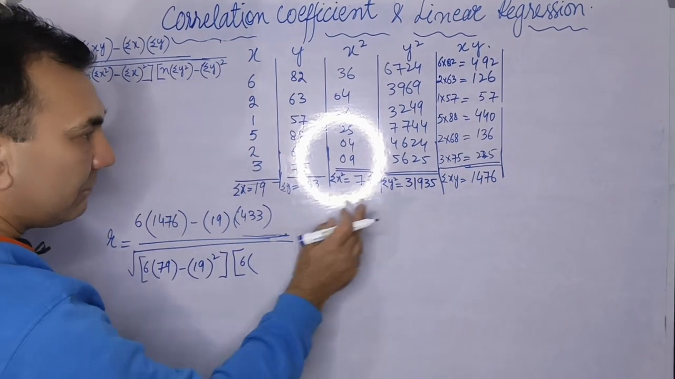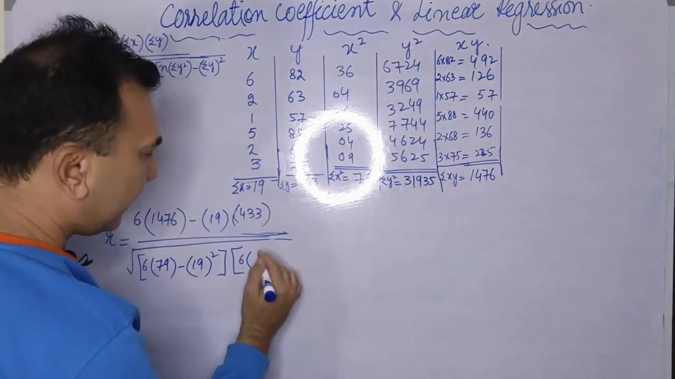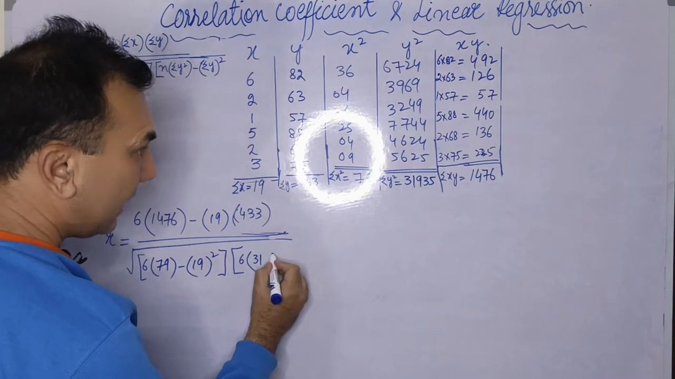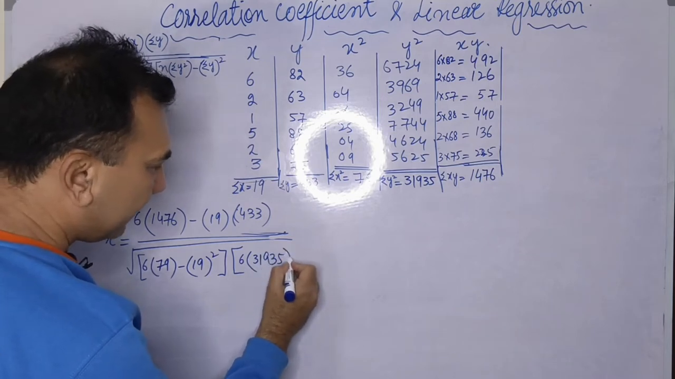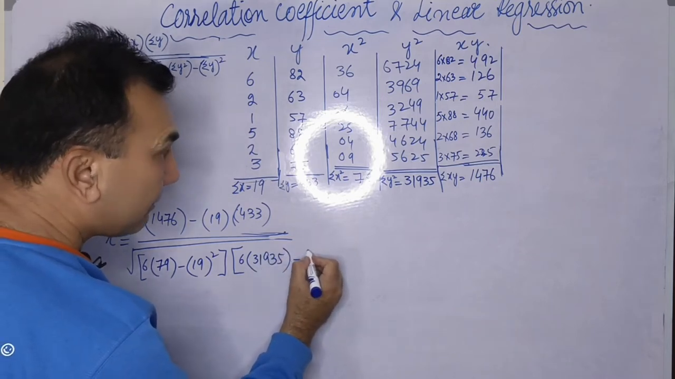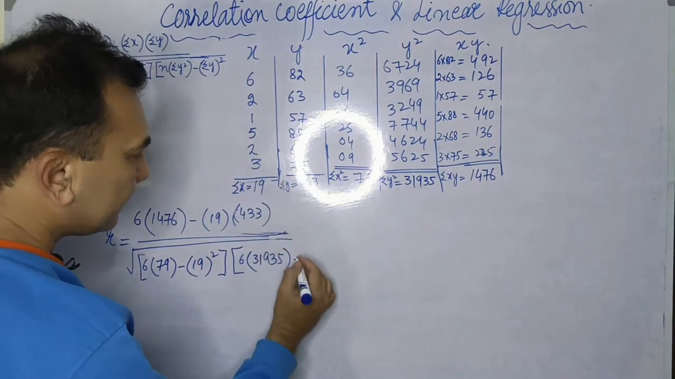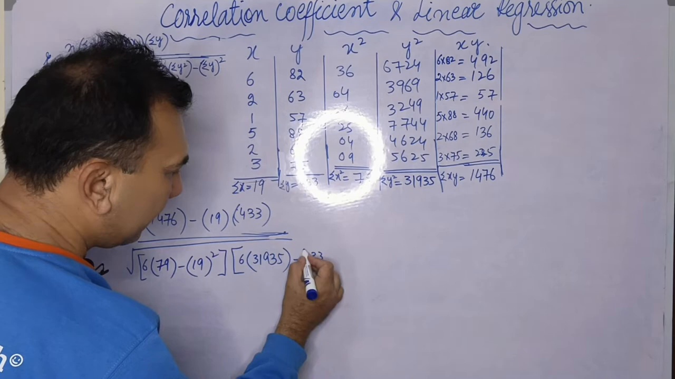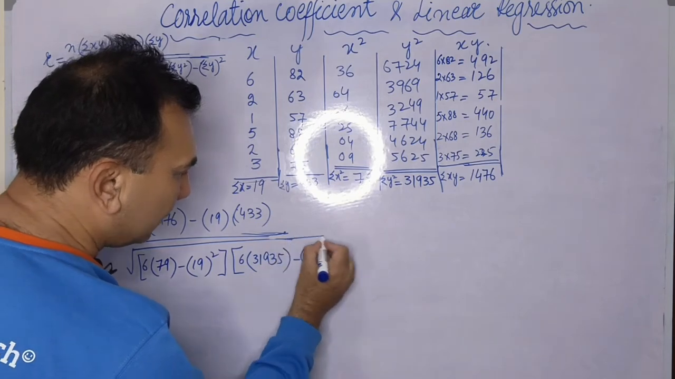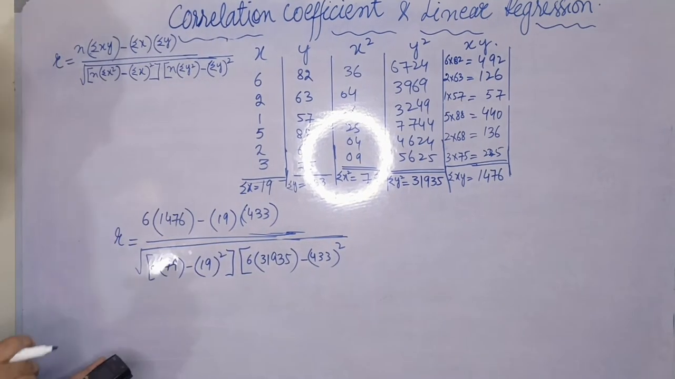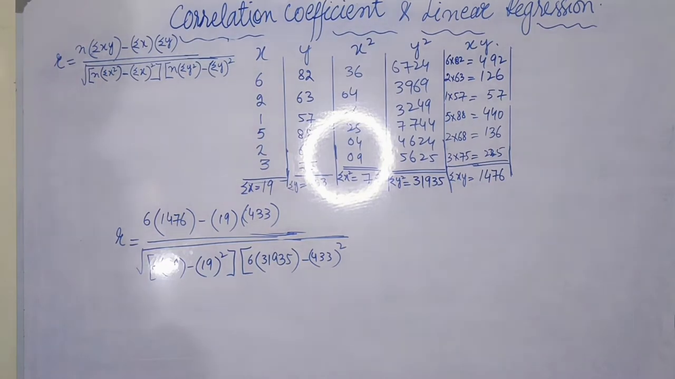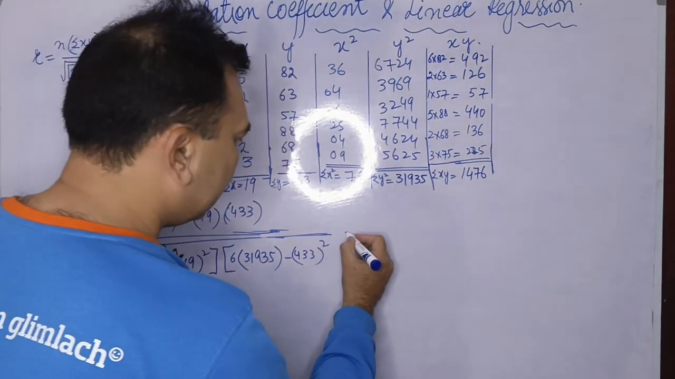What is the sum of the y square? Sum of the y square is 31,935. Then minus the sum of y. What is the sum of y? Sum of y is 433, and then we will do the whole square. Okay, now we will go to solve it.